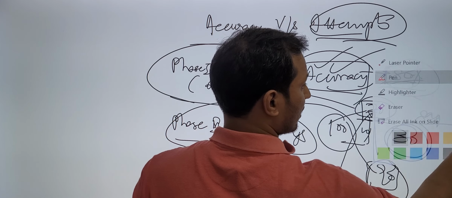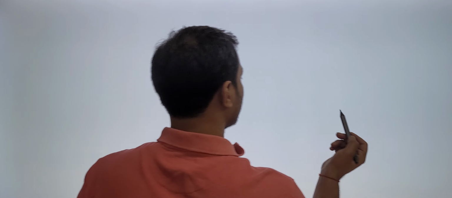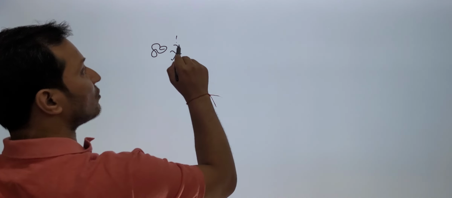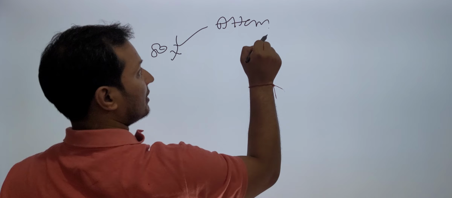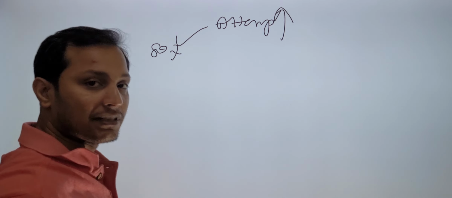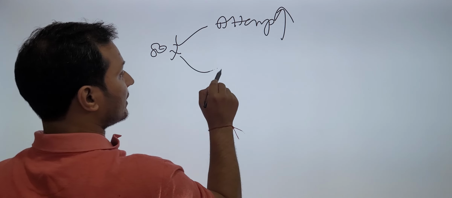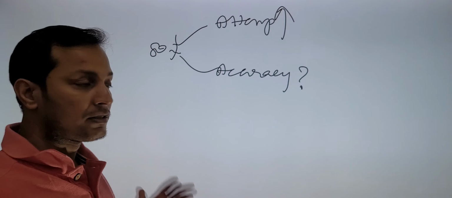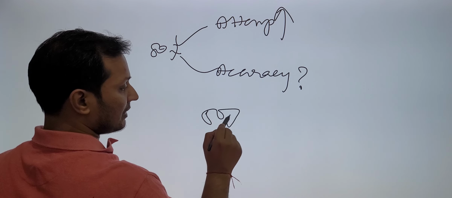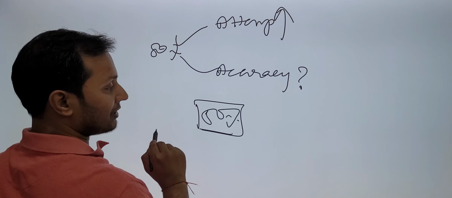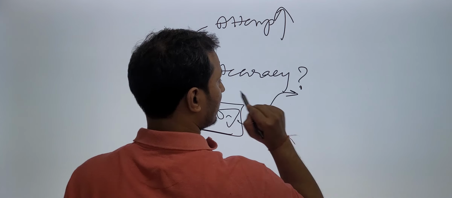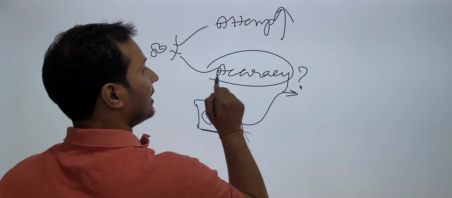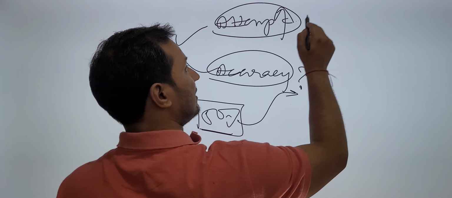Once you develop an accuracy level of 80%, it is very easy to increase the attempt percentage. It is very easy to increase the attempt percentage, but it is very difficult to increase the accuracy percentage. How many of you agree? Guys, suppose my accuracy is just 50%. It is very difficult for me to increase my accuracy percentage. But if my accuracy is very high, I just need to attempt more. It is very easy to do this.